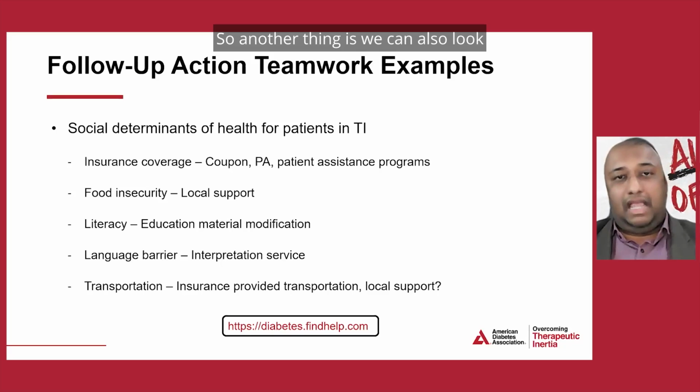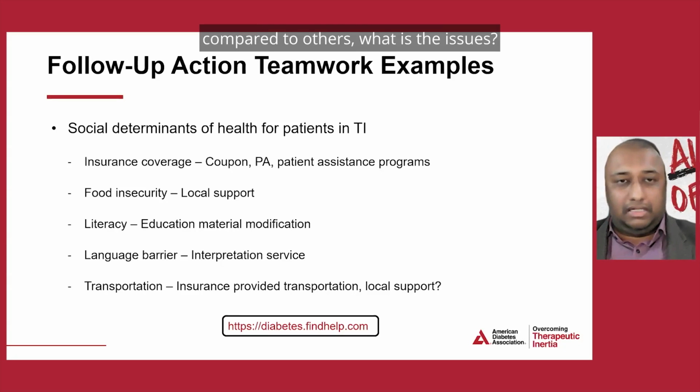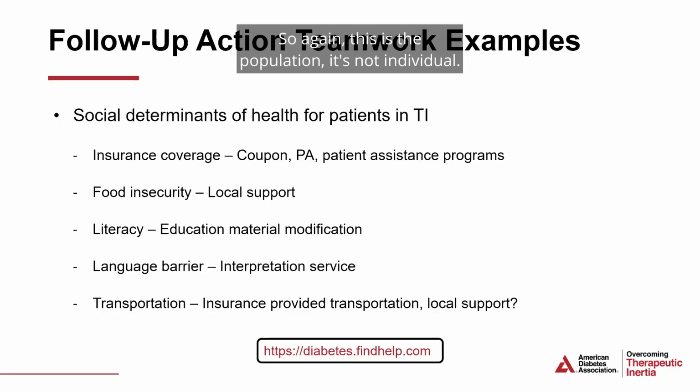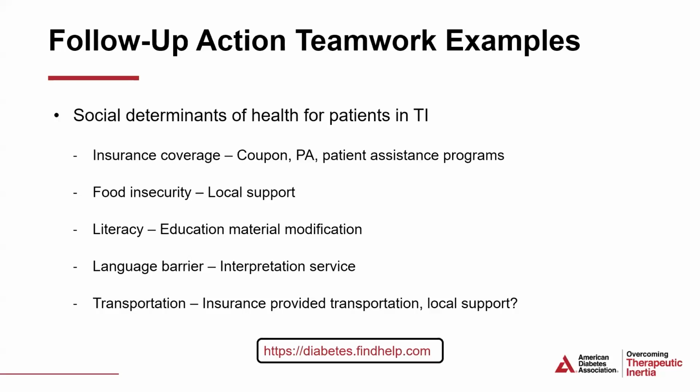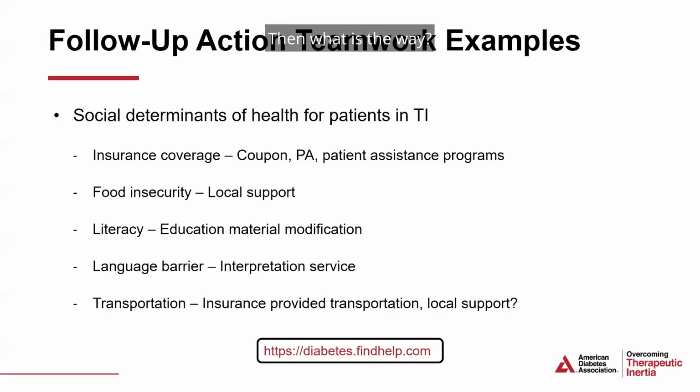Another thing is we can also look at the social determinants, right? If you look at the TI report and a particular insurance holder has a high TI rate compared to others, what is the issue? Can we talk to the company? Again, this is the population, not the individual. So if 50% of the TI patients have a particular insurance, then there may be something going on, and you might want to look deeper with a chart review. What is the problem? Is the clinician trying to prescribe medication but it's not getting approved? Then what is the way?